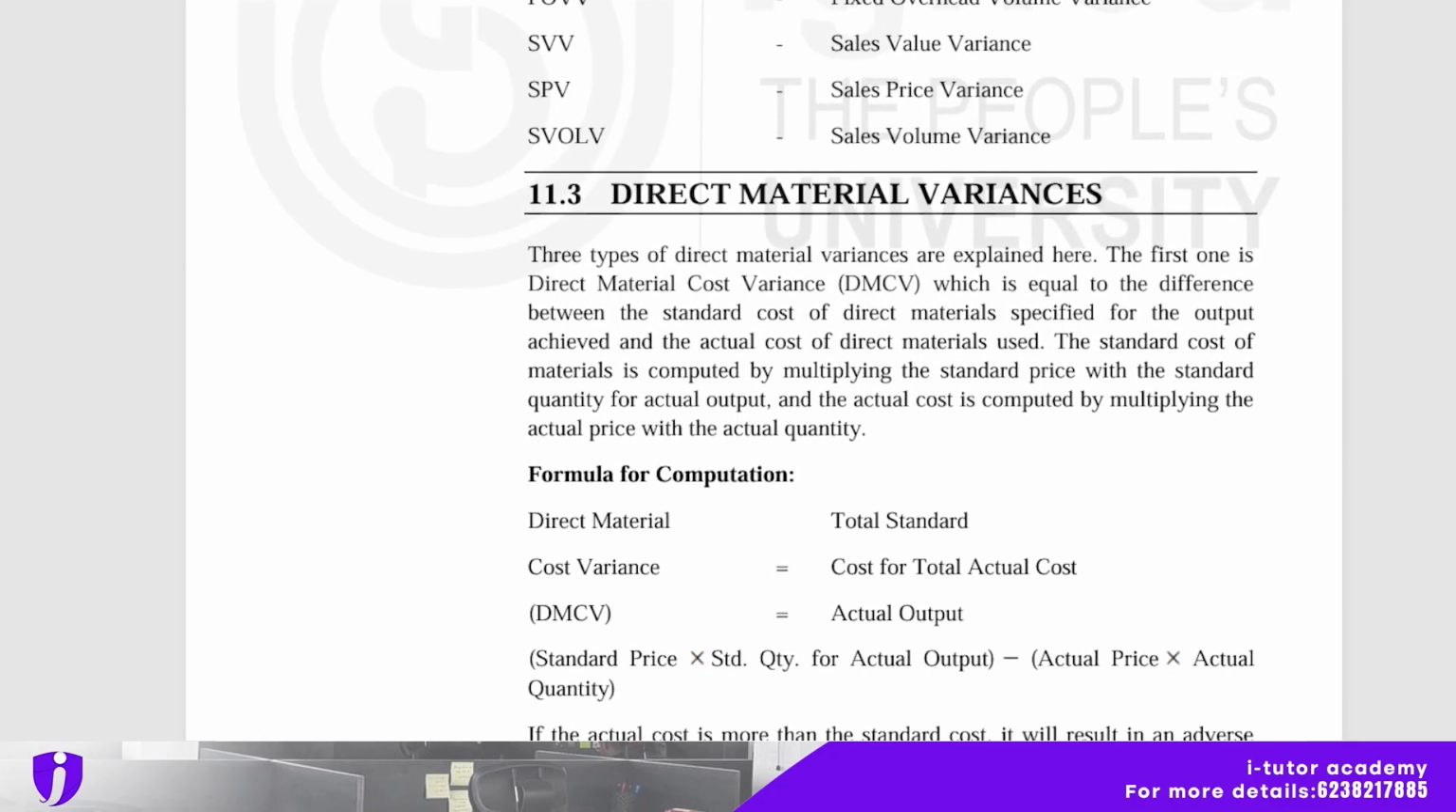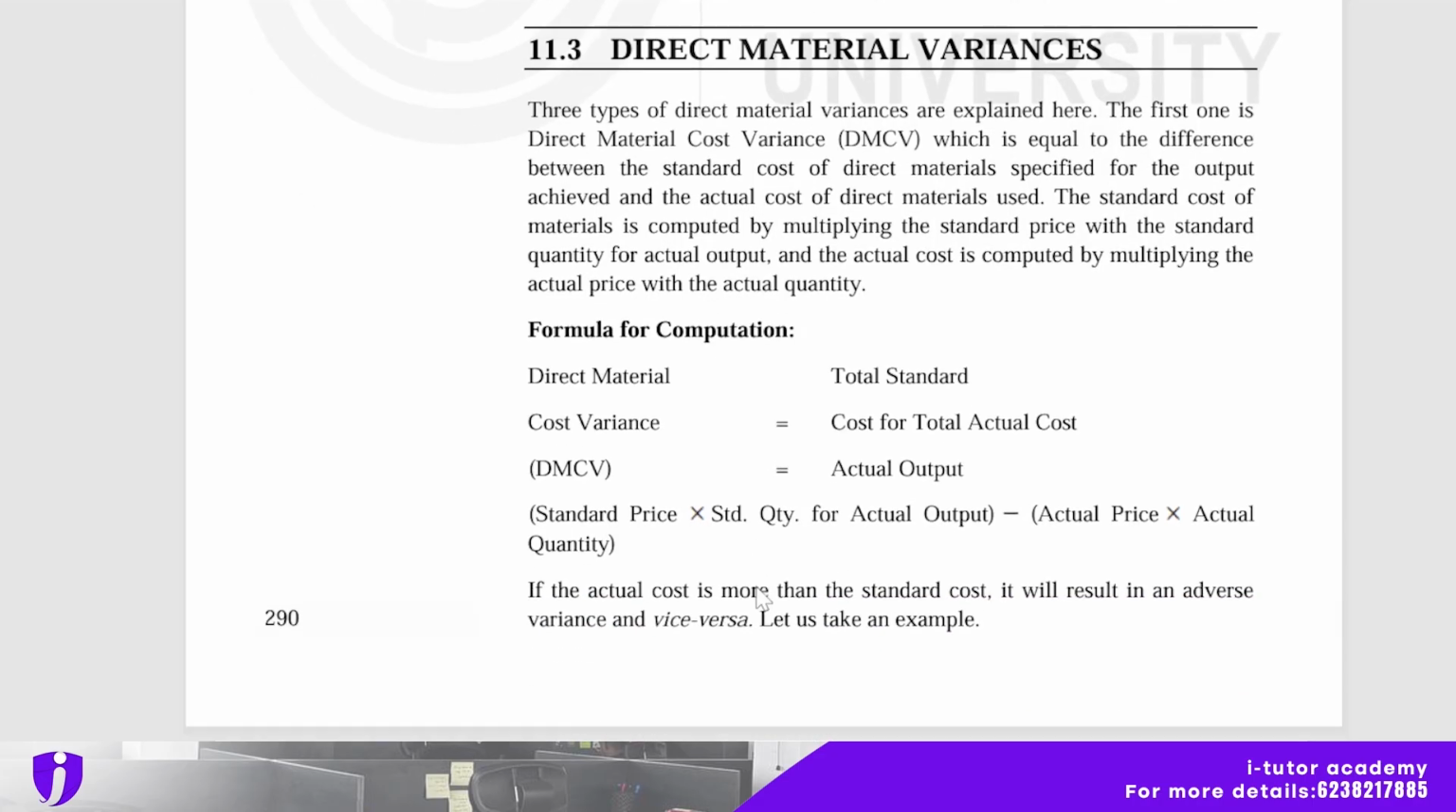And direct material variances. So there are three types of direct material variance as explained here. The first one is direct material cost variance, which is equal to the difference between the standard cost of direct material specified for the output achieved and the actual cost of direct material used. The standard cost of material is computed by multiplying the standard price with the standard quantity of actual output, and the actual cost is computed by multiplying the actual price with the actual quantity.